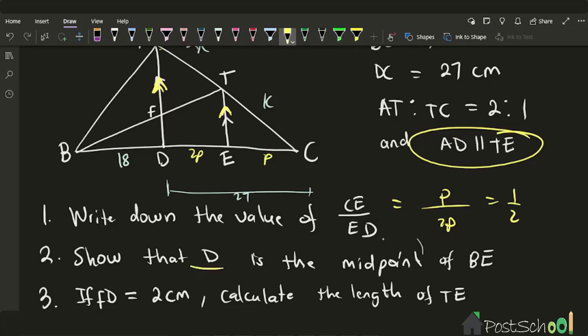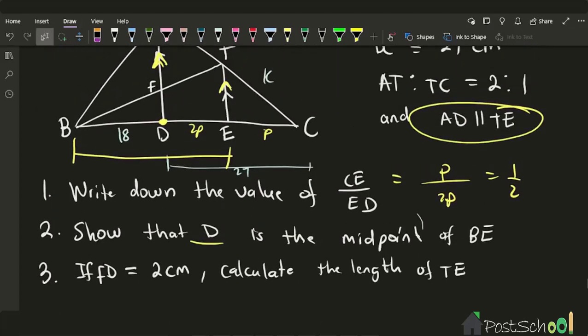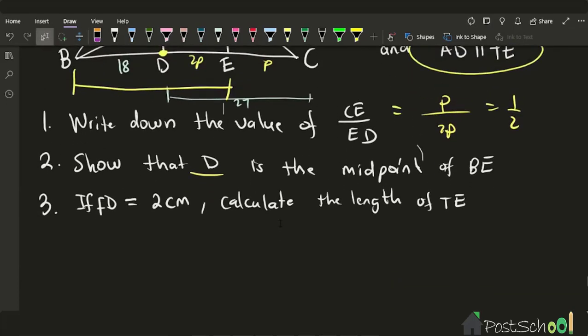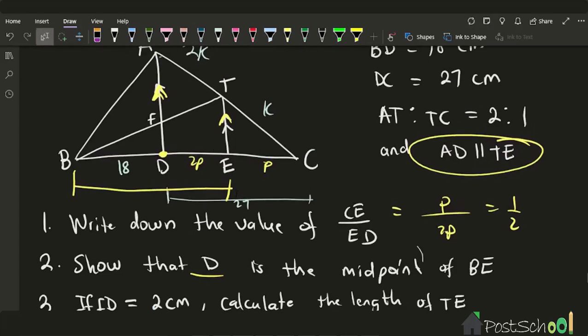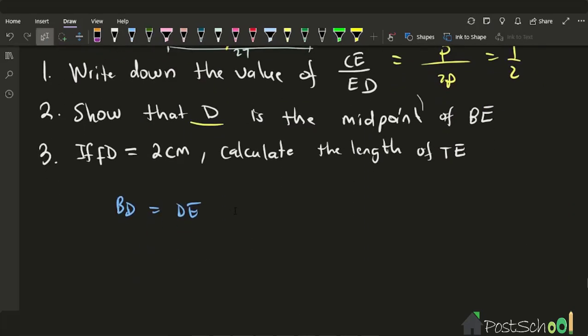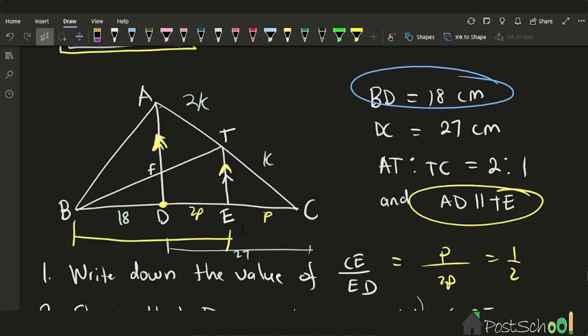Okay, show that D is the midpoint of BE. Now for D to be the midpoint of BE, what do we have to prove? Well, we have to prove that BD is equal to DE. So that's what D being the midpoint of BE means. We already know BD is equal to 18 centimeters, meaning I have to show that DE is also 18 centimeters. And how am I going to do that?